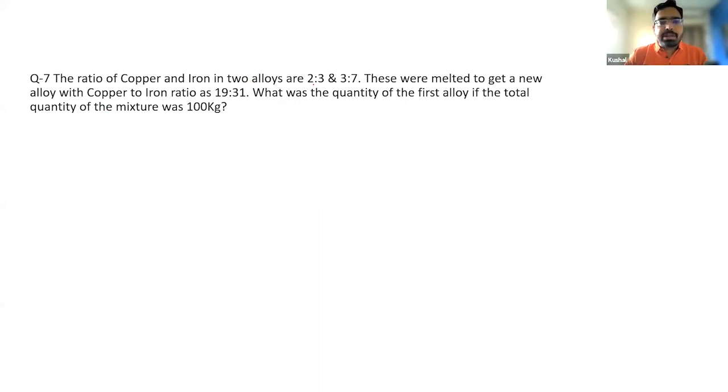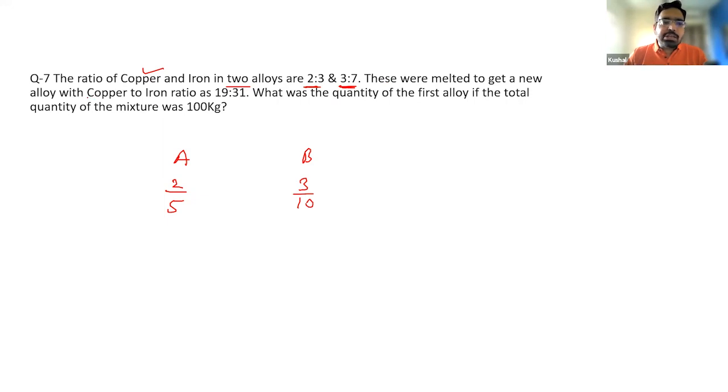The ratio of copper and iron in two alloys are 2:3 and 3:7. Remember, they are talking about two alloys. So I'm going to take alloy A and I'm going to take alloy B. The ratio is 2:3 and 3:7. So can I say what will be the strength over here? The strength for copper will be 2/5. And what will be the strength of copper in the second alloy? That is going to be 3/10.